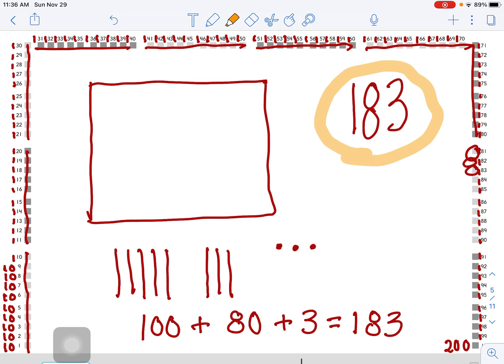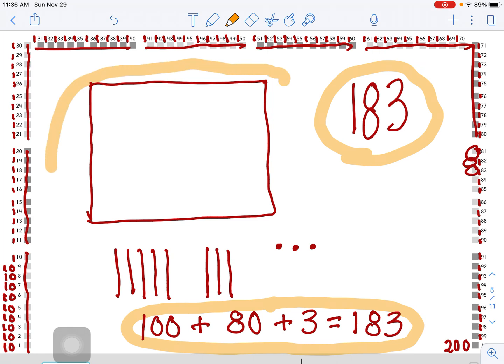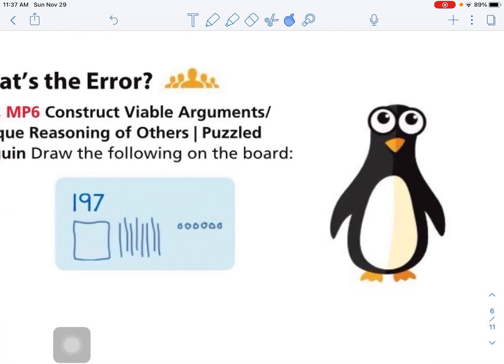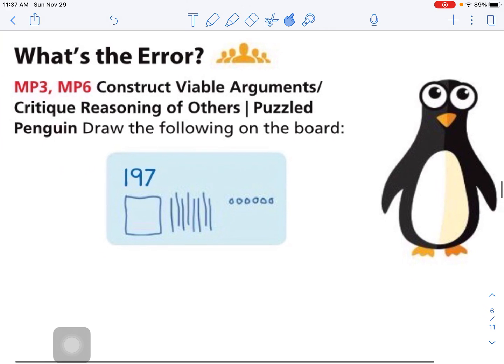We have written it in expanded form. And lastly, we have written it in a proof picture or a diagram form. Okay, so that's how we're going to be working on those numbers. Our friend the Puzzled Penguin has come to visit us here in virtual learning, and he has a little question.